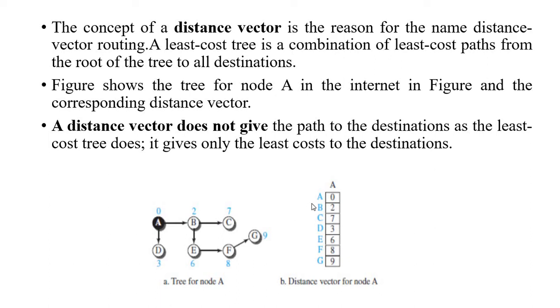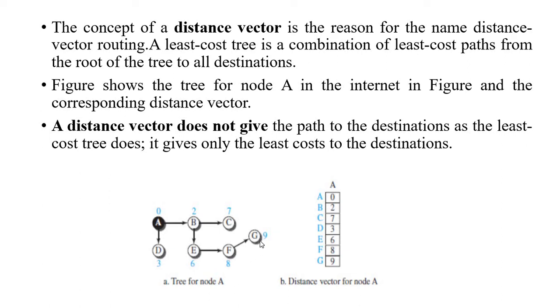So we can denote this as: from A to A the distance measure will be 0, from A to B it will be 2, from A to C it is 7, from A to D it is 3, from A to E the value will be 6, from A to F it is 8, and from A to G it is 9.